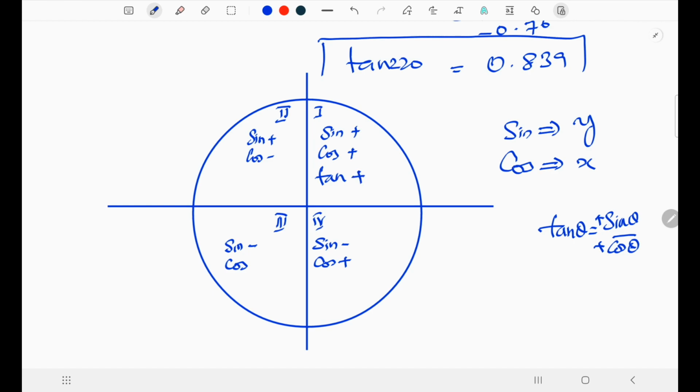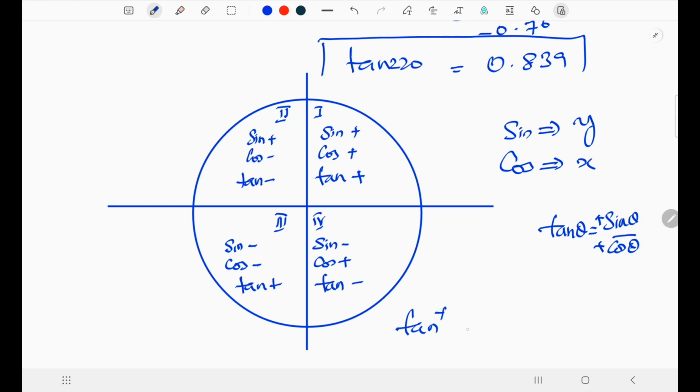In which other quadrant? Here cos is negative. Which quadrant has both with the same sign? Yeah, here. So here also tan is positive. The rest, the fourth quadrant, tan is negative. In the second quadrant tan is negative. Okay, right? And then what will be the tan inverse?